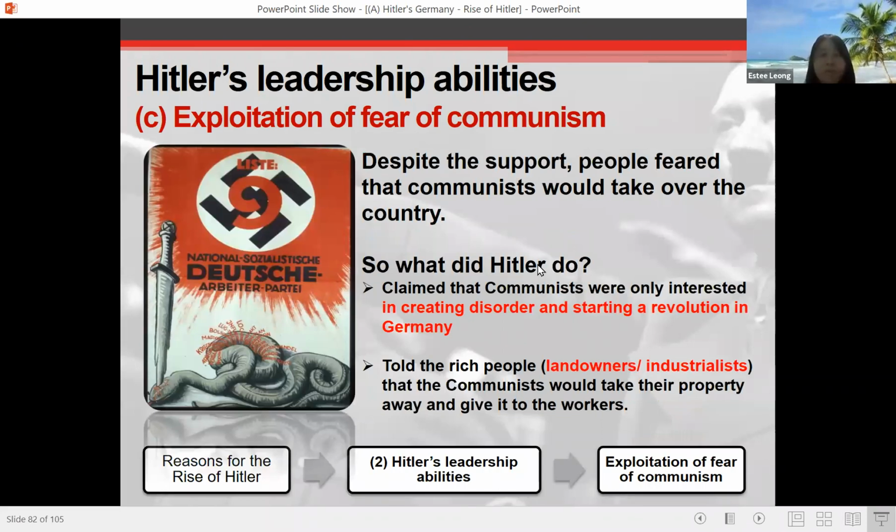All right, so people did fear that communists would take over the country. They were looking at what was happening in Russia. They were looking at what was happening in the other countries. And Hitler, in creating disorder in Germany.